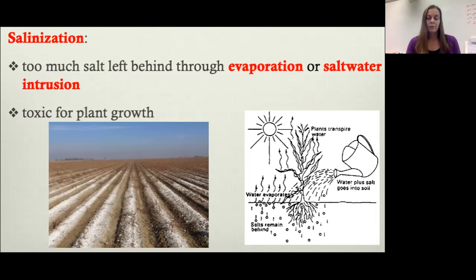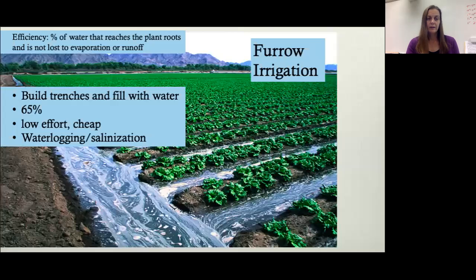Okay, let's talk about our 4 forms of irrigation. So the first and the cheapest is what we call furrow irrigation. So basically with furrow irrigation, you build trenches, you fill those trenches with water. Unfortunately, this has a really low efficiency. And so each of these forms of irrigation, we're going to talk about efficiency. And what we're talking about is the percent of water that actually reaches the plant roots and is not lost either to evaporation or to runoff.